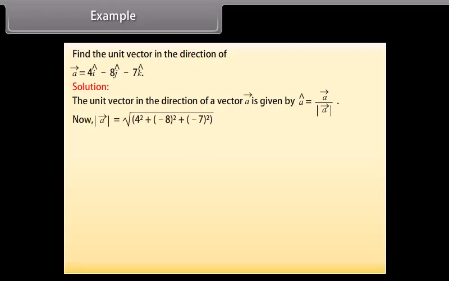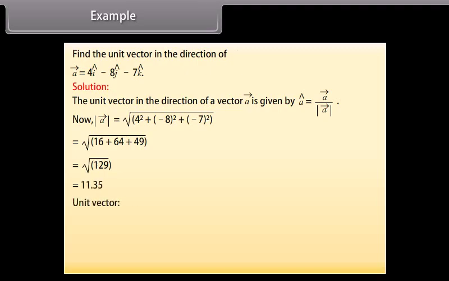Example. Find the unit vector in the direction of vector A equals 4 cap i minus 8 cap j minus 7 cap k. Solution. The unit vector in the direction of a vector A is given by cap A equals vector A upon mod of vector A. Now, mod of vector A equals square root of 4 square plus (minus 8) square plus (minus 7) square equals square root of 16 plus 64 plus 49 equals square root of 129 equals 11.35.